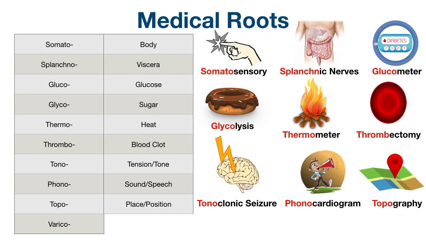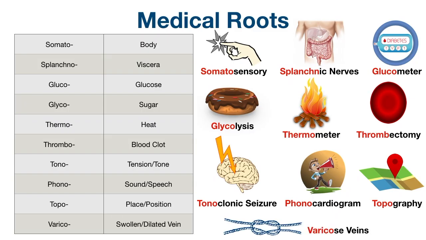Next is topo, which means place or position. You can think of topography, which is a term used in anatomy. It's the study of anatomy based on position, region, or divisions of the body. Finally, we have varico, which refers to a swollen, dilated, enlarged, or twisted blood or lymph vessel, especially a vein. And that's how varicose veins got their name, which are twisted, enlarged veins most commonly in the legs.